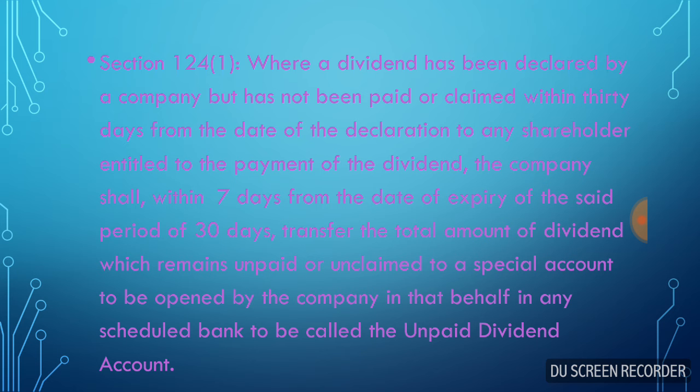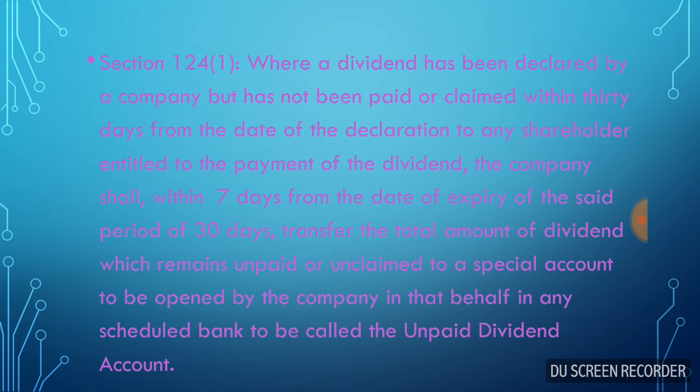shall within 7 days from the date of expiry of the said period of 30 days transfer the total amount of dividend which remains unpaid or unclaimed to a separate account to be opened by the company in that behalf in any scheduled bank, to be called the unpaid dividend account. This section simply says that within 30 days the dividend must be paid to each and every shareholder.